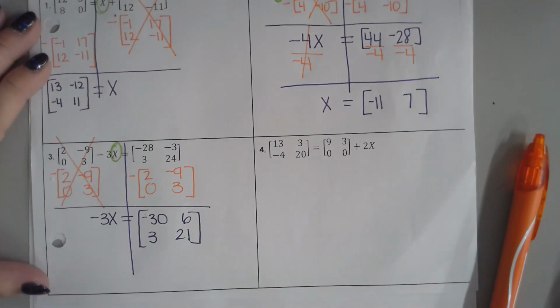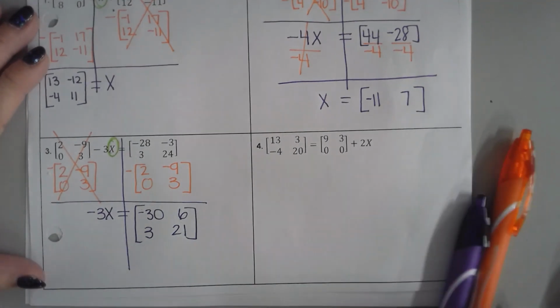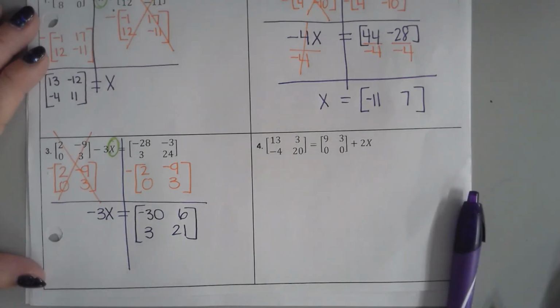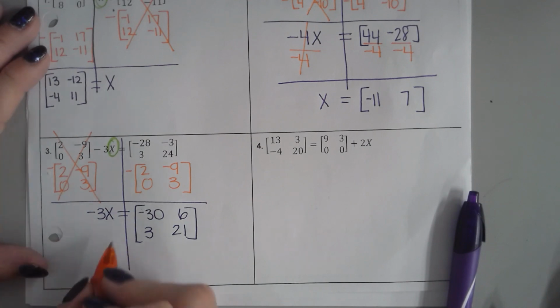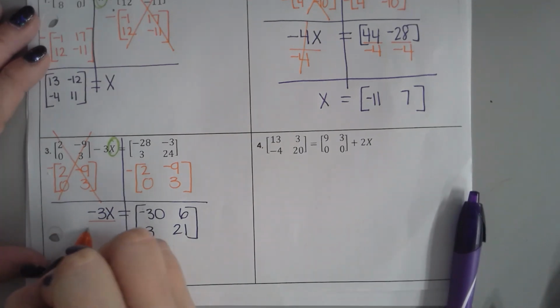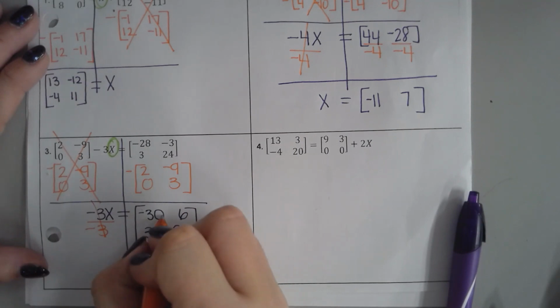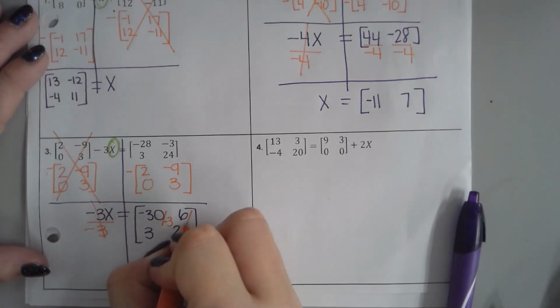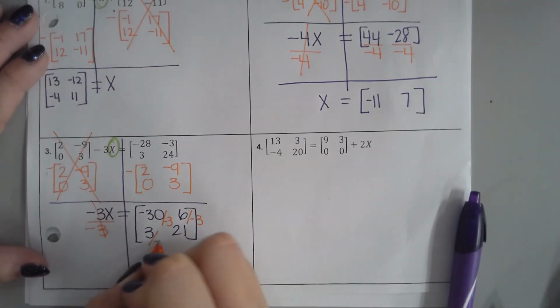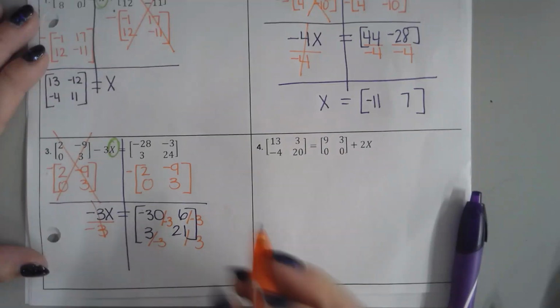Is the x by itself? Nope. What do I have to do? Divide by -3 on both sides. So you have to do every element divided by -3.